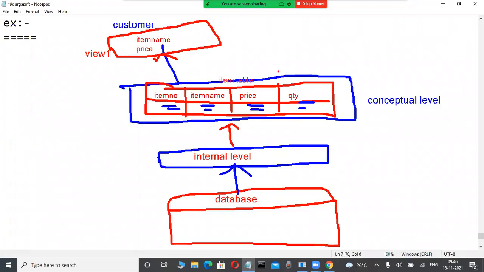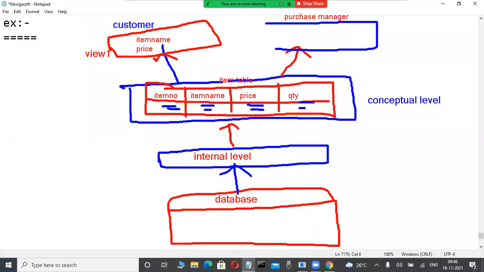Suppose some other manager is there, for example. The manager wants more information from this table. In that case, those information they put in another view only. Here, a purchase manager is there, for example. This manager requires a much larger amount of data, different columns only.